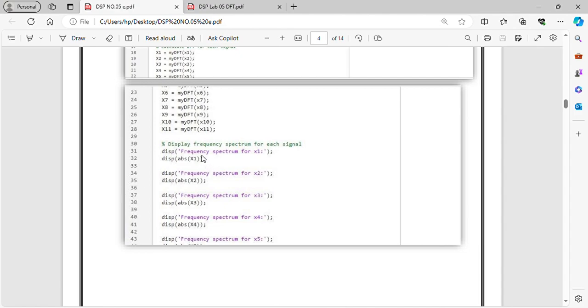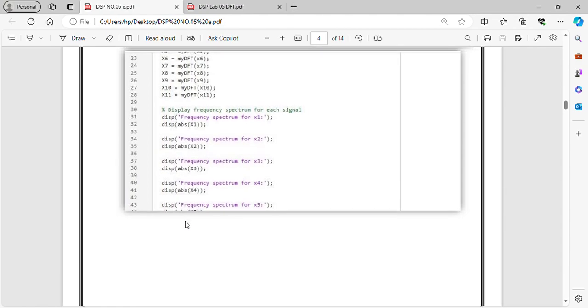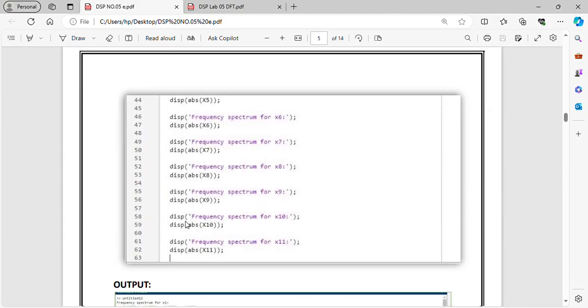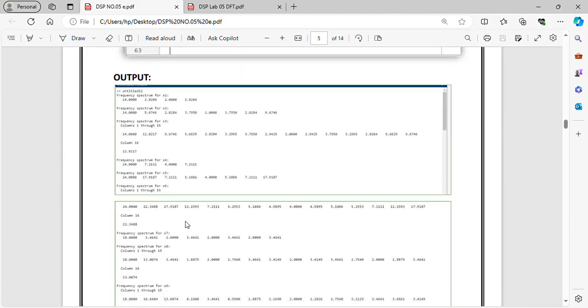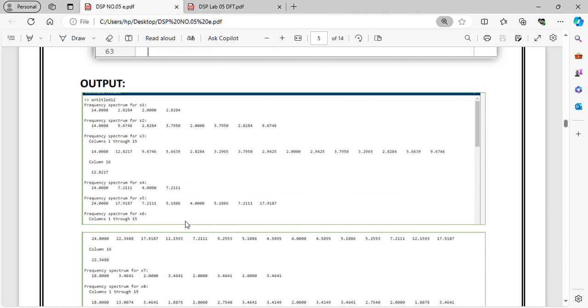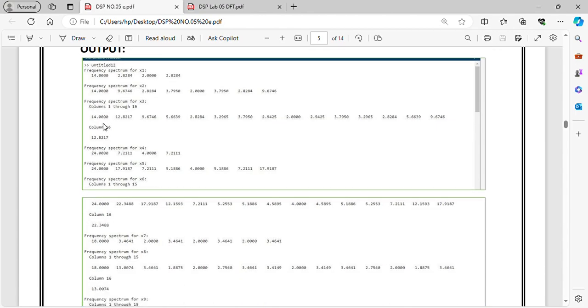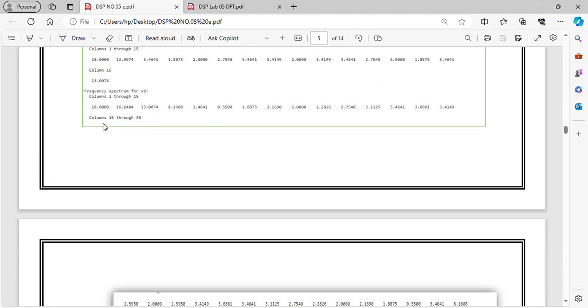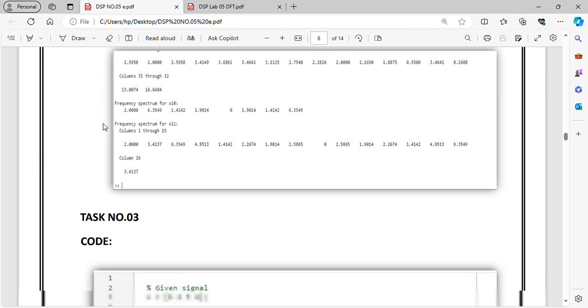Like this: display frequency spectrum for x1, display absolute x1, display frequency spectrum for x2, display x2, and display x3, display x4, and so on up to x11. And the output of these signals is given. The frequency spectrum for x1 is 14, 2.82, 2.0000 and 2.8284. This is the output of code number 2.